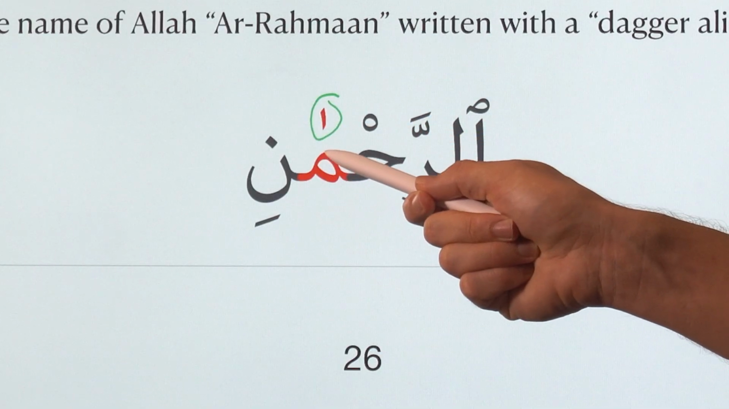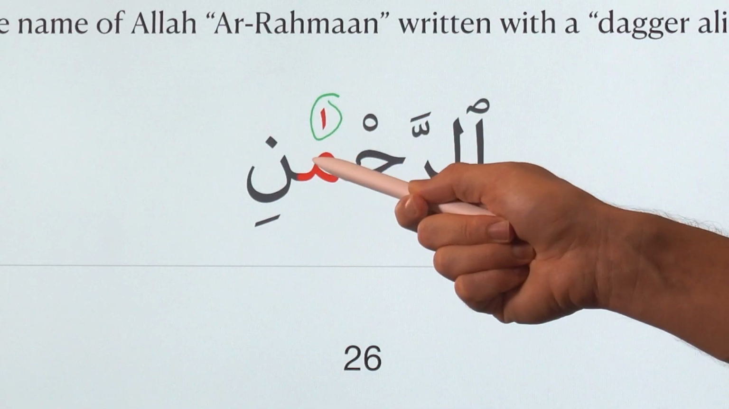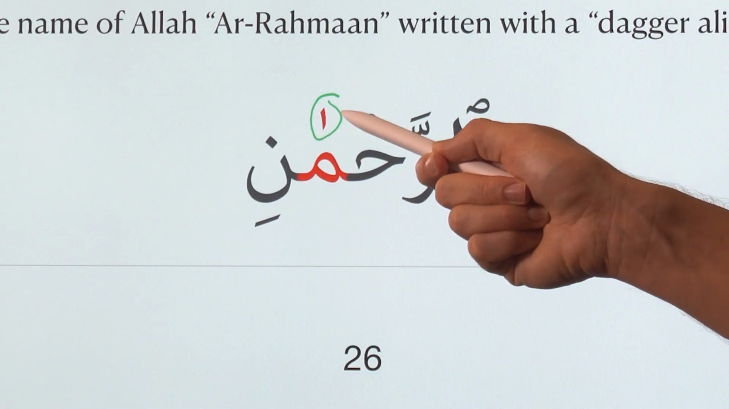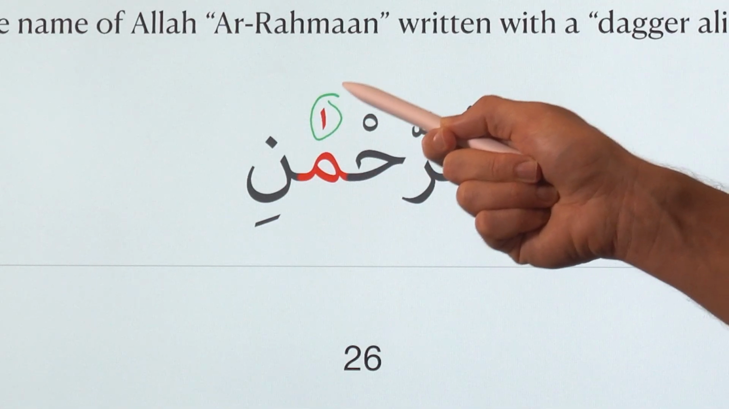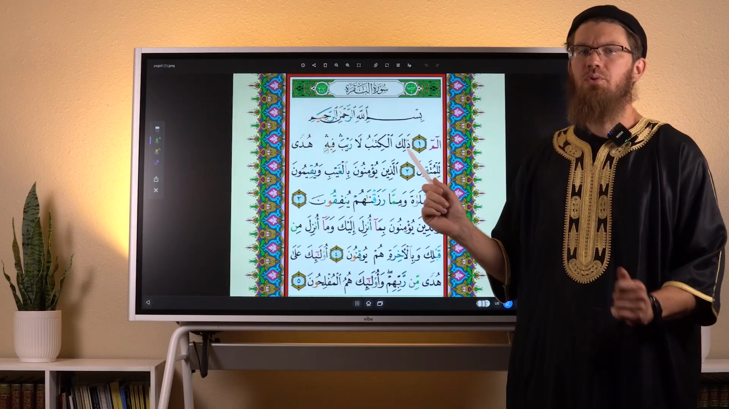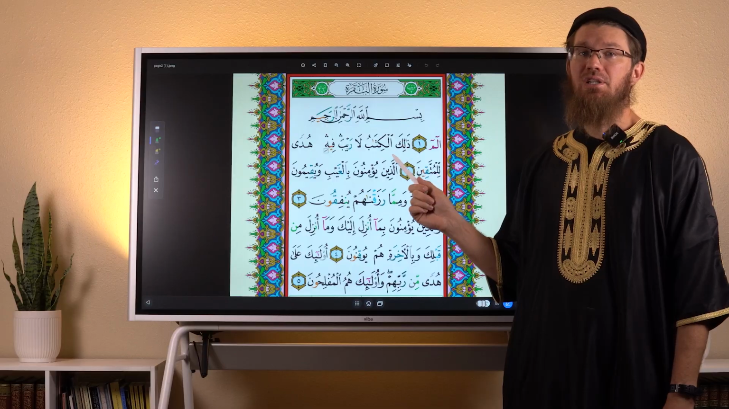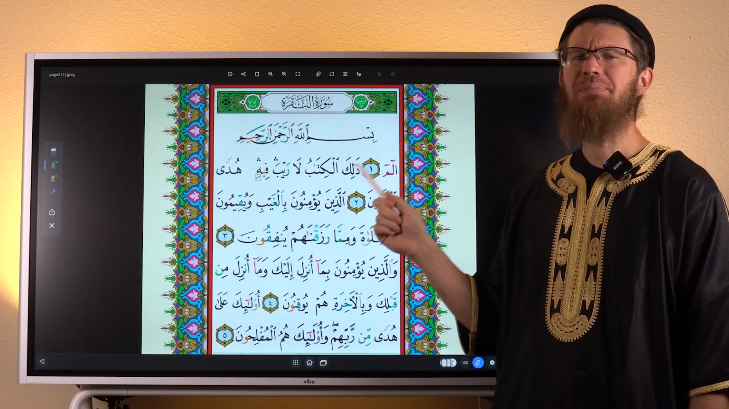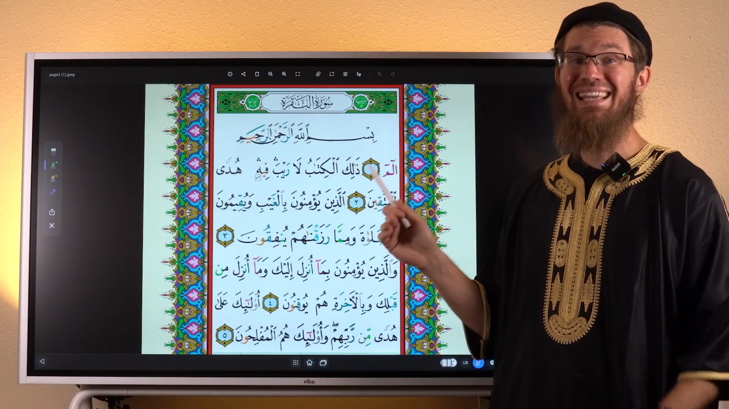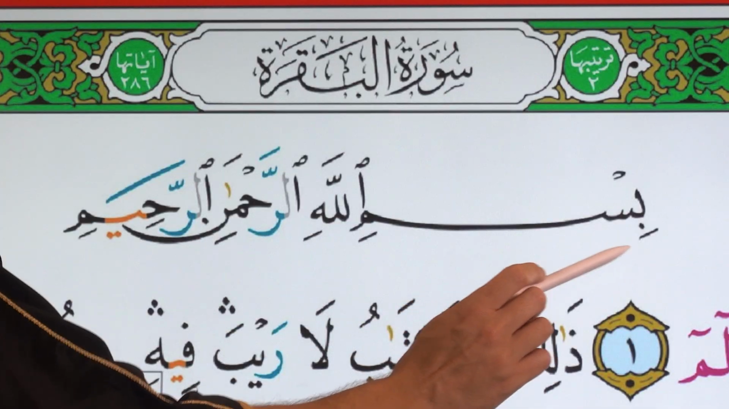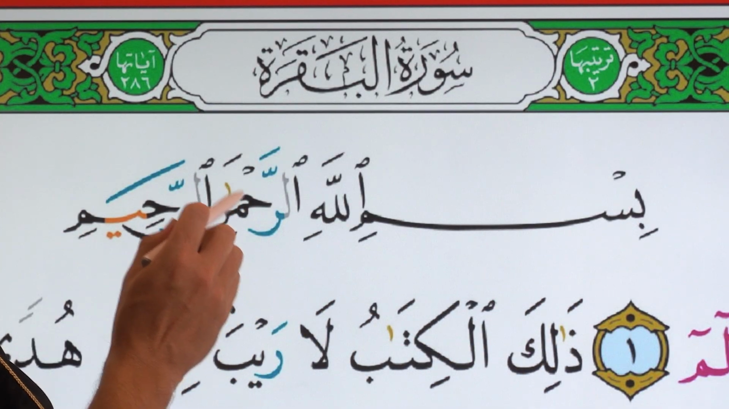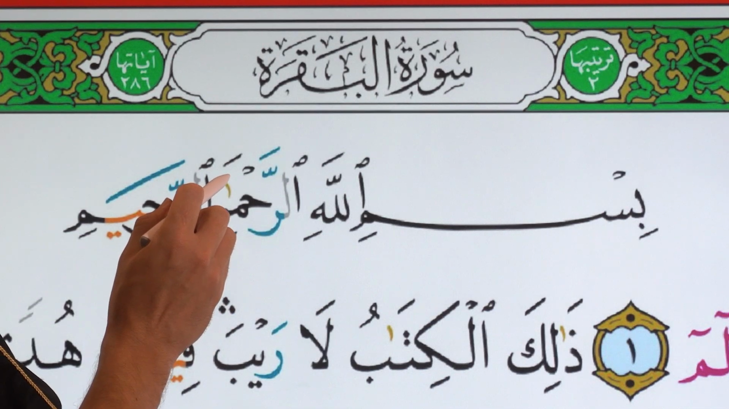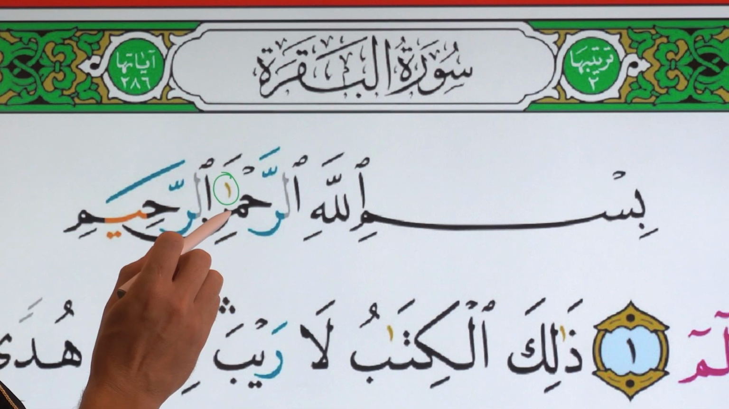So instead of an actual alif being written after the letter Mim, you may see a dagger alif written above the Mim, indicating that an alif needs to be pronounced after it. So for example, this is the first page of Surah Al-Baqarah. And on this page alone, there are several examples of the dagger alif. For example, right at the top, we see Bismillahir Rahmanir Rahim. And as we mentioned, the name Ar-Rahman has a dagger alif above the Mim.